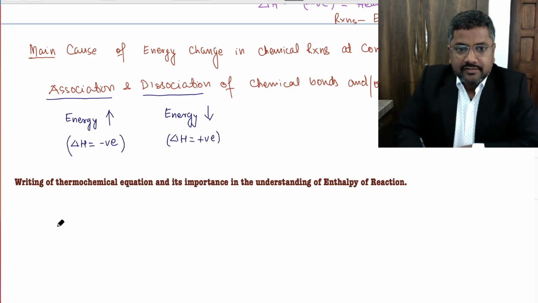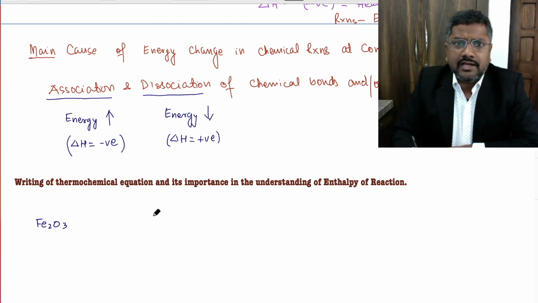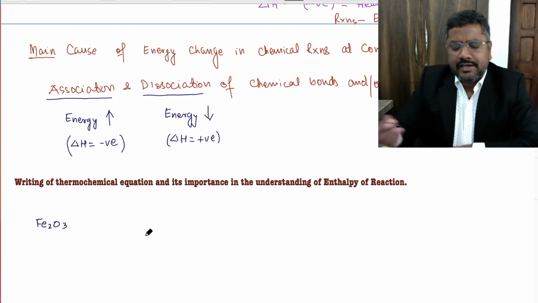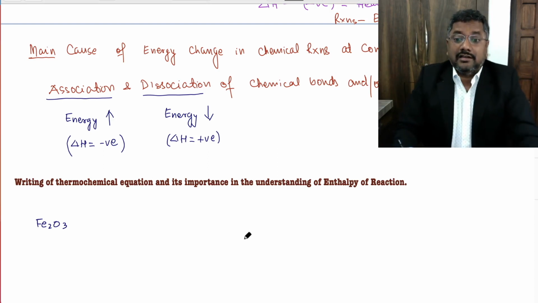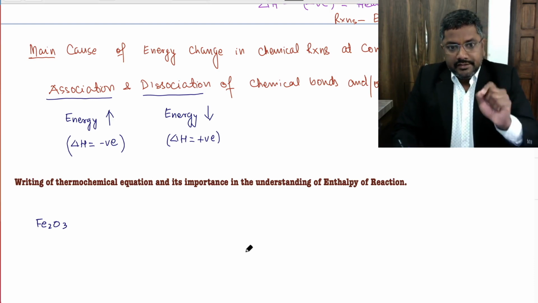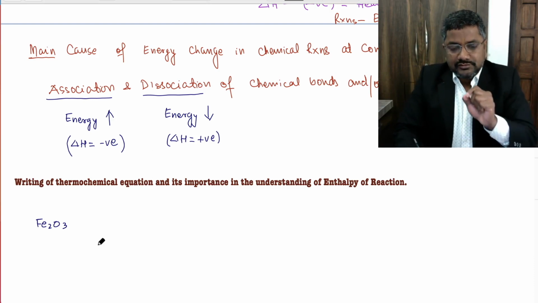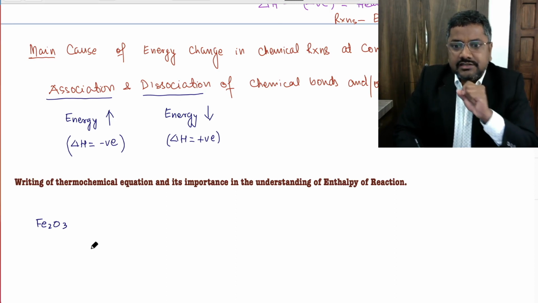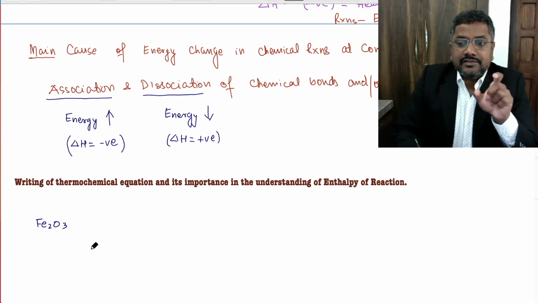So suppose I am writing one equation, Fe2O3. Usually in casual approach we simply write Fe2O3 plus hydrogen gives Fe plus H2O, like that we simply write in chemical calculations and in other chapters. But here it is not workable. Here you should mention the phase, the state of the substance, and if some allotropic form is there, then you have to clearly mention which allotropic form you are taking in this particular reaction.